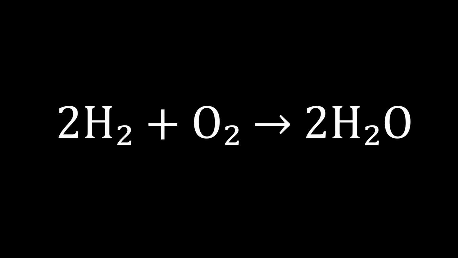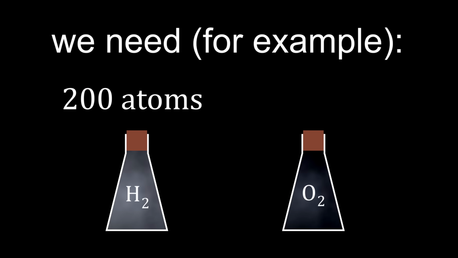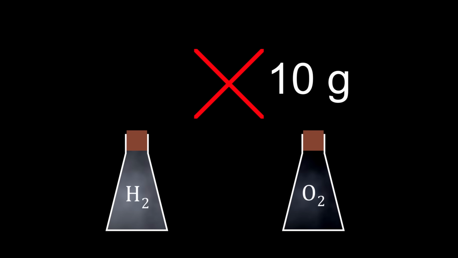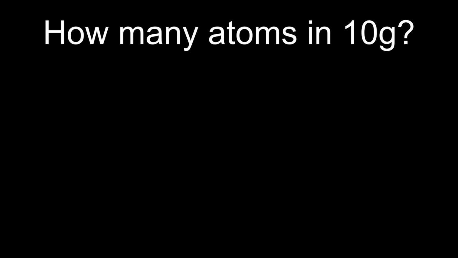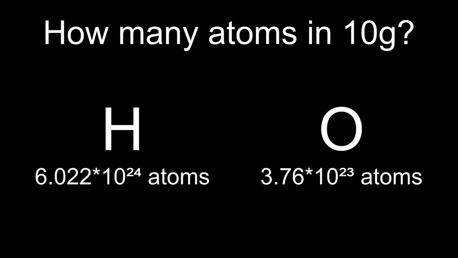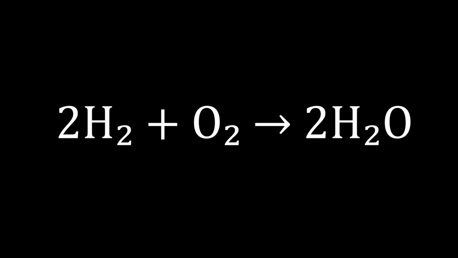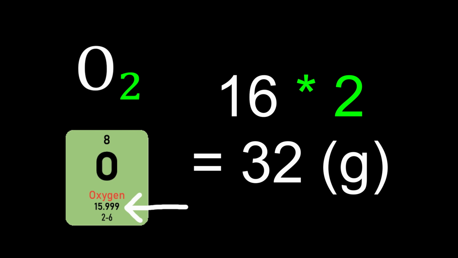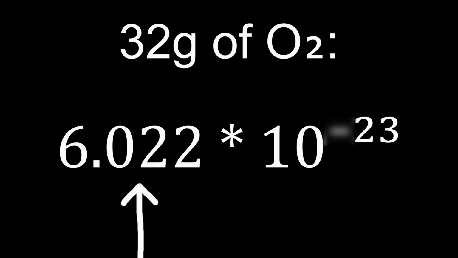Okay, but if you wanted to make this reaction happen in a lab, how would we know that we have exactly twice the amount of hydrogen compared to oxygen? You can't just take 10 grams of this and mix it with 20 grams of that, because the atoms don't weigh the same, so 10 grams of both contain a different amount of particles. What to do? Just look up the atomic mass of the reactants and take that amount in grams. You'll get exactly this amount of particles.